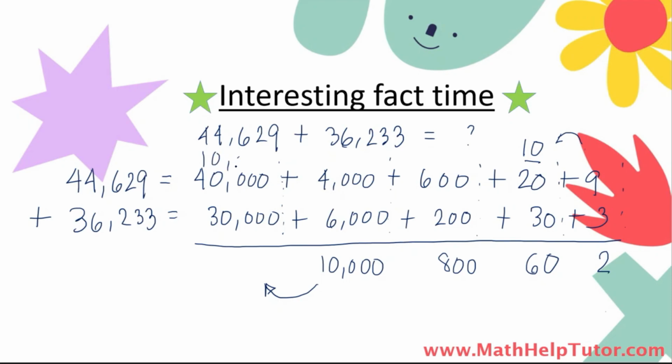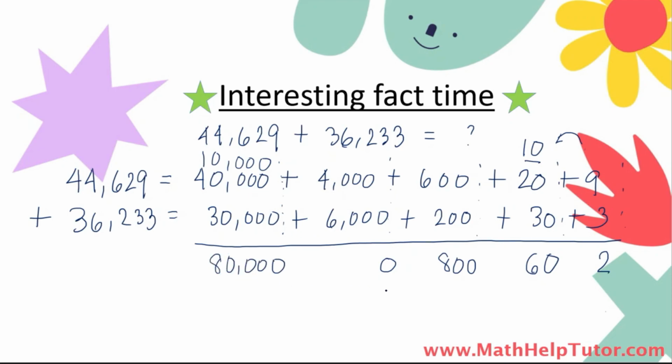That's 10,000, and we erase 10,000. Since we gave all 10,000 to the next place, there's nothing left. Next, we're going to add the 10,000s place. So we have 40,000 plus 10,000 plus 30,000. That gives us 80,000.